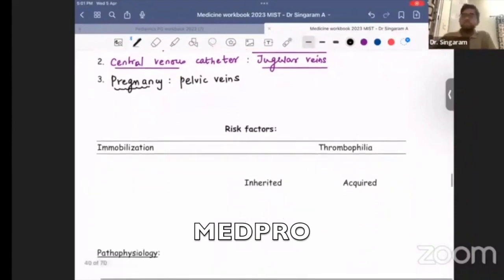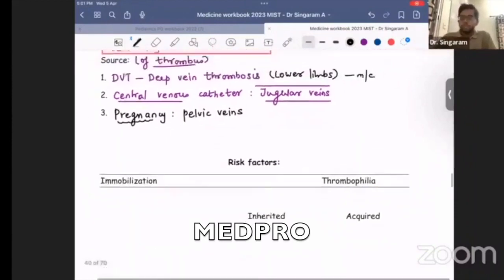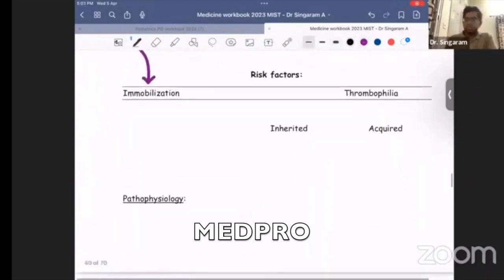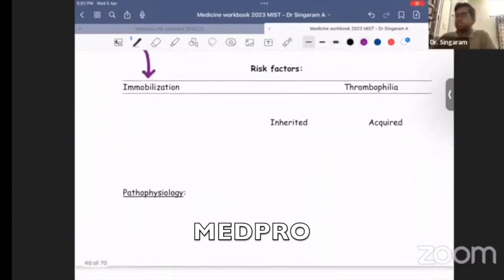So the most common source I told you is deep vein thrombosis. And what is the reason for deep vein thrombosis to occur? It is basically due to immobilization. This is the most important risk factor for deep vein thrombosis. So in your exam, the clue for pulmonary embolism would be some form of immobilization being given. What is the immobilization I have told in this particular question? It is post-surgery, right?